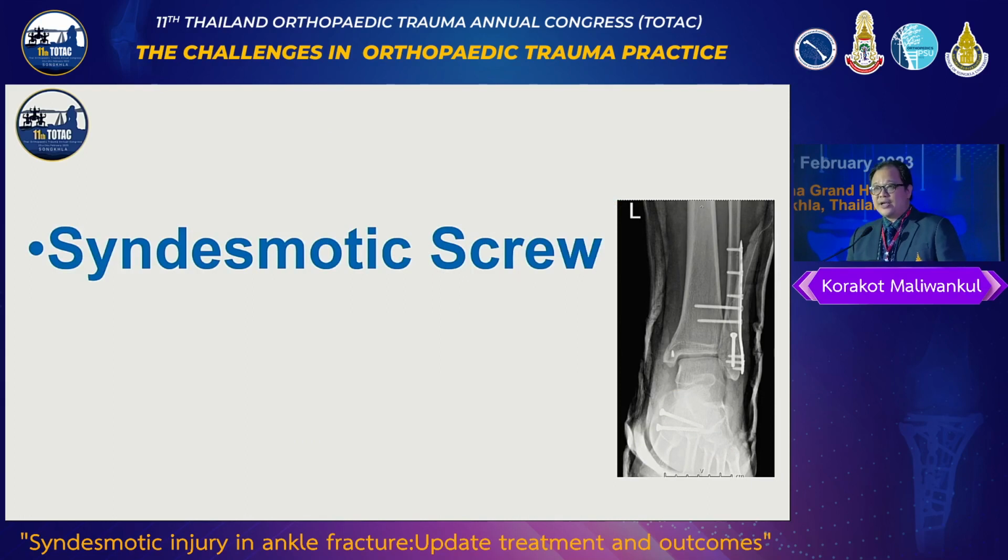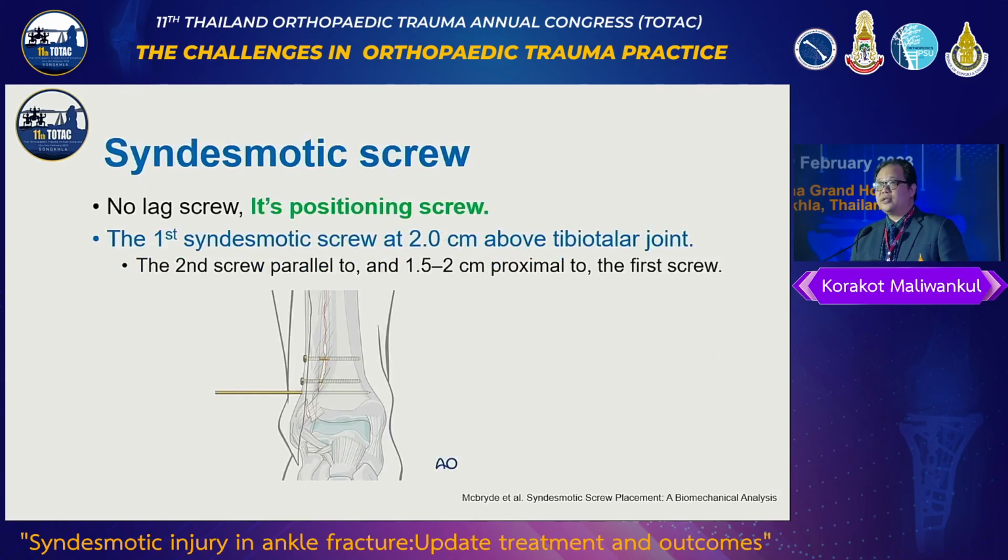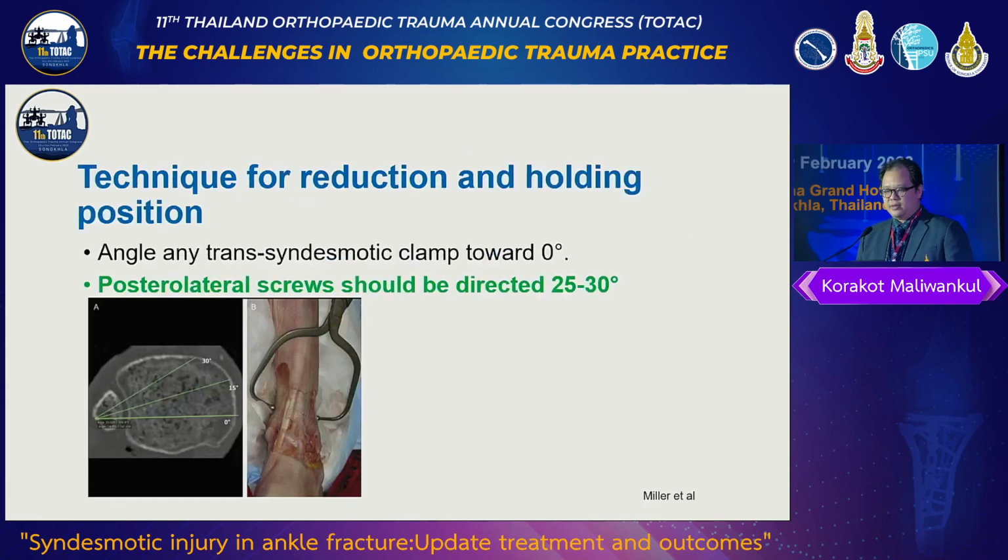Okay, I would like to underline something about the syndesmotic screw for everyone. It's not a lag screw, it's a positioning screw. The good position is around 2 centimeters above the tibiotalar joint, not less than this. And the second screw should be 1.5 to 2 centimeters further up.